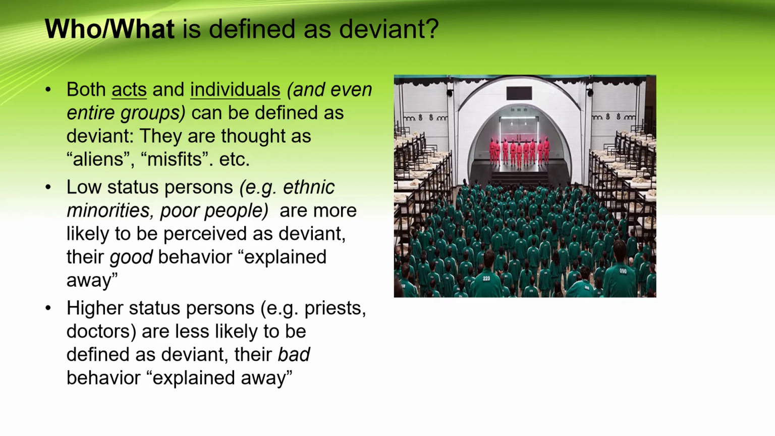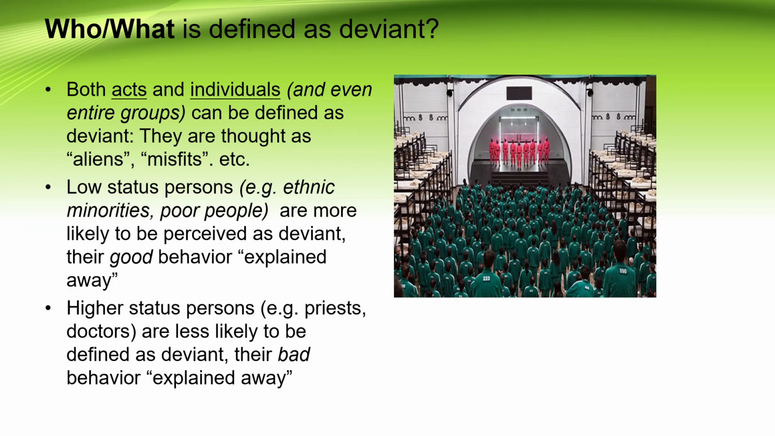Next, low status persons, for example, ethnic minorities and poor people, are more likely to be perceived as deviant. Their good behavior is explained away. Poor people with low educational attainment, for example, are more likely to be perceived to work on menial jobs and therefore earn less income. Because of this perception, people tend to think that they resort to illegal acts such as robbery and drug dealing, without even realizing that not all poor people resort to such deviant acts and that some of them are actually working hard to enhance their situation.